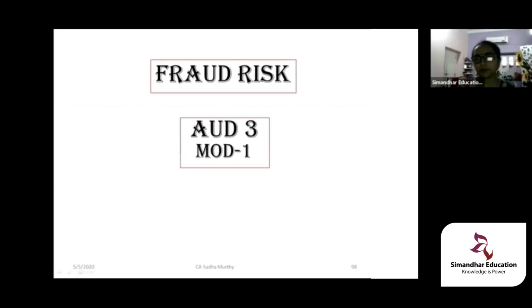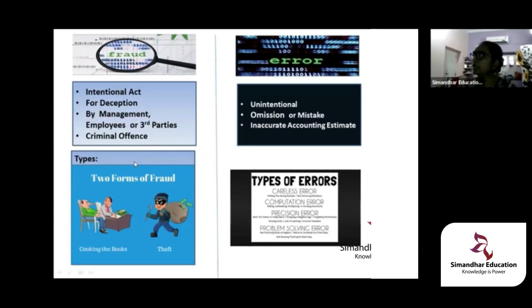Start with audit 3. Fraud, very controversial topic. So fraud and error, very well known to all of us. Fraud is an intentional act, okay, whereas error is unintentional. Now, intentional act to do what? For deception, that is cheating. Fraud is always done with the intention of what? Intention of deception. Deception means cheating.